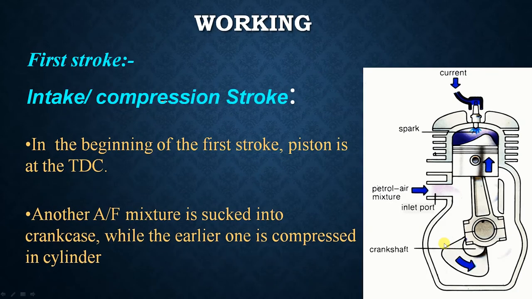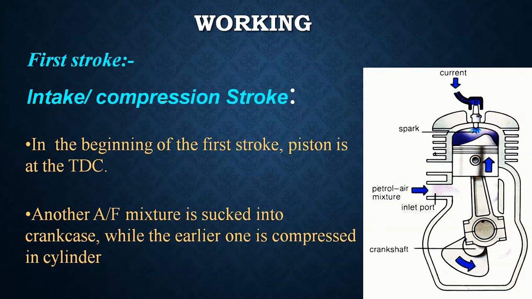Now let us see the working of the two-stroke engine. The first stroke in the two-stroke engine is the intake and compression stroke. As I already told, the four steps of the four-stroke engine are also present in the two-stroke engine, but they are clubbed. That means the first and second strokes of a four-stroke engine, intake and compression, are combined, and the third and fourth strokes, power and exhaust, are combined, and thus within two movements, once the piston moves down and upwards, the entire cycle completes.